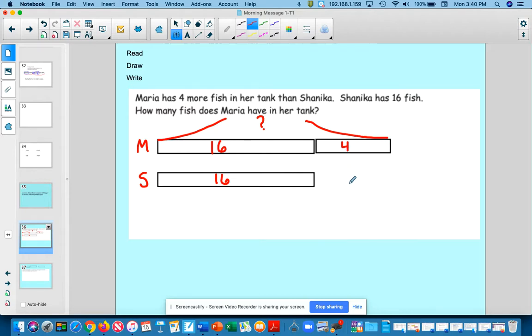So when solving this, we would have an addition sentence to solve it. So we have 16 plus 4 more, and we put a box around what that can be. So now, a way to solve this problem is counting on. So you can say 16, then count on 4 more, 17, 18, 19, 20. So 16 plus 4 is 20. And that's our missing number here, 20.